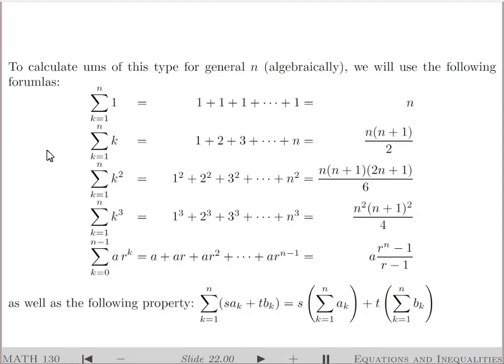Welcome. In this session, I will give an example of use of the summation formulas. Let me first list some of the summation formulas we might use in calculating Riemann sums. The first sum is quite simple.